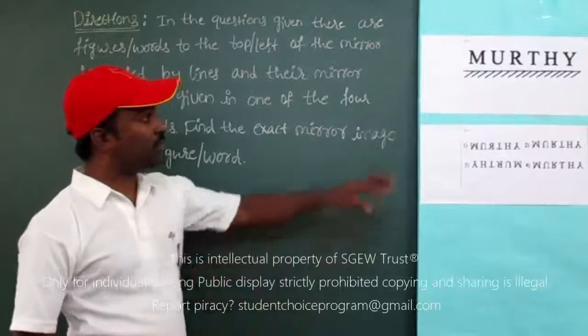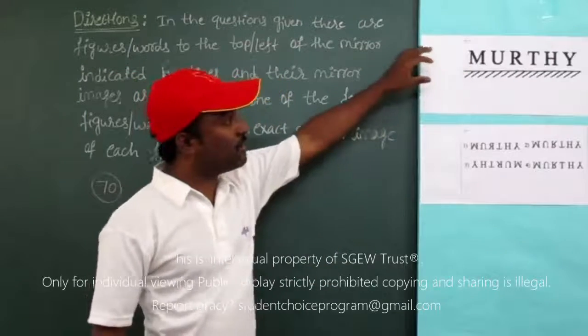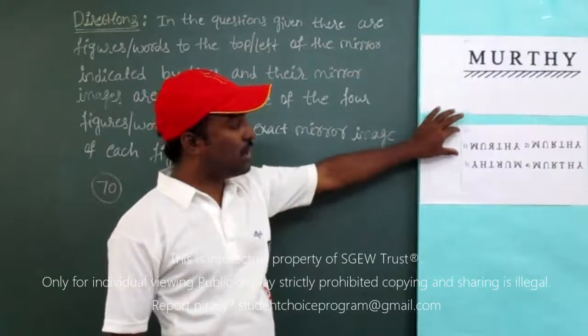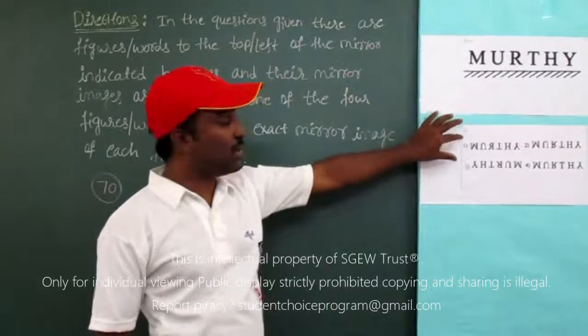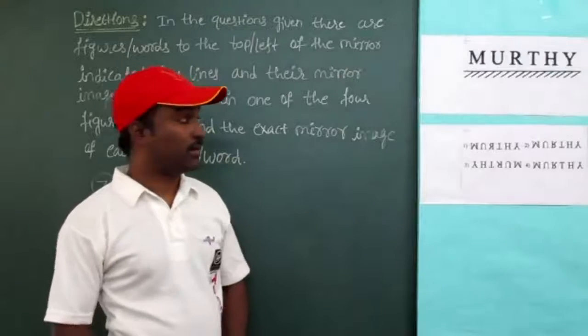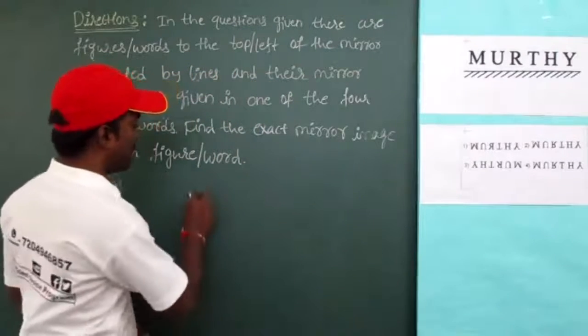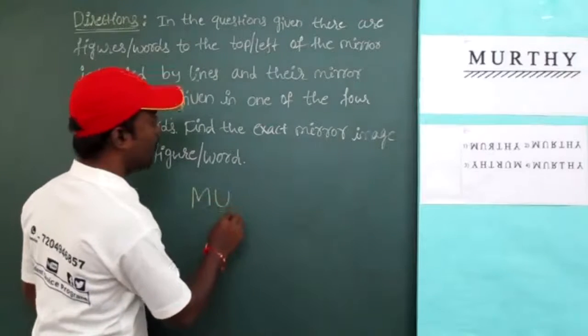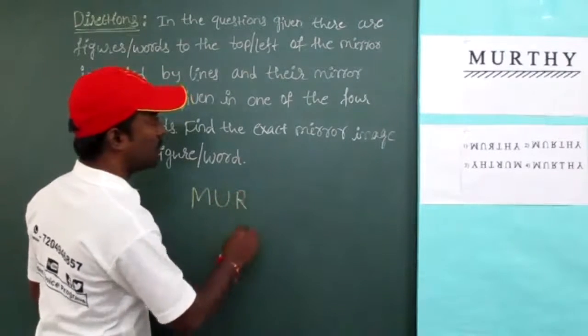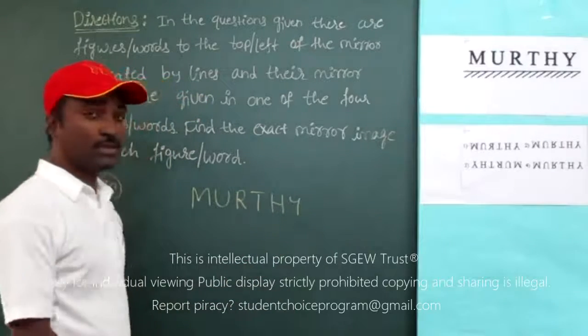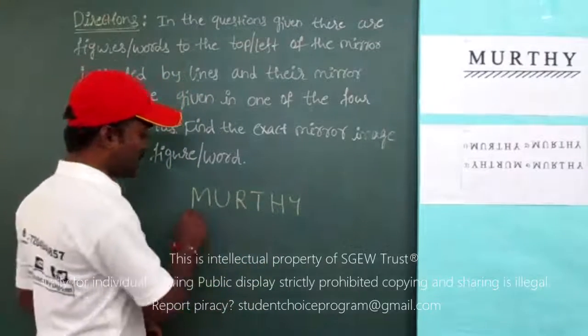So here they have given a word and we have to find the mirror image of this word. They also gave four options, from which we have to select the correct one. Coming to the given question, the word is M U R T H Y. This is the given word and the mirror is placed at the bottom.